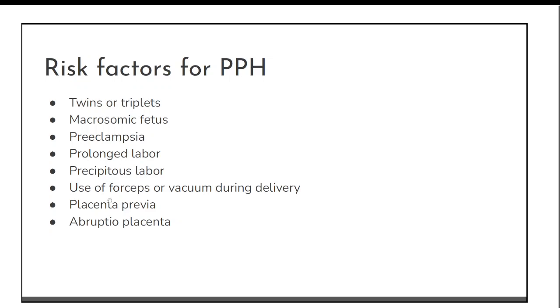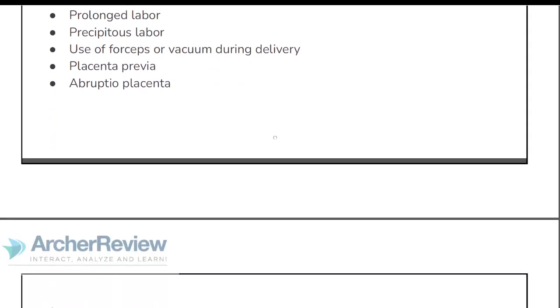Preeclampsia, another one of those prenatal conditions that we talked about. Prolonged labor or precipitous labor. When we talk about precipitous labor, it's a labor that happens very, very quickly. If the physician uses an assistive device like forceps or a vacuum during labor, both of those increase the risk that we will have actual tissue damage to the mother, and that can cause hemorrhage. And then we have those two complications that we saw caused hemorrhage: placenta previa with that painless bleeding, abruptio placenta with that painful bleeding.